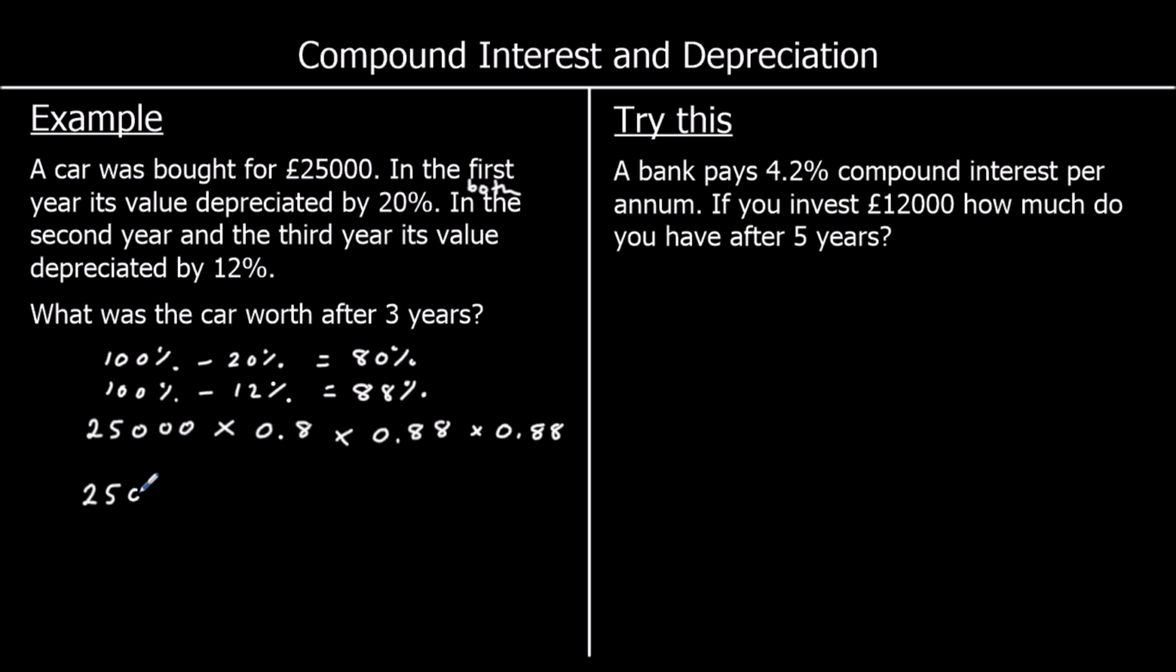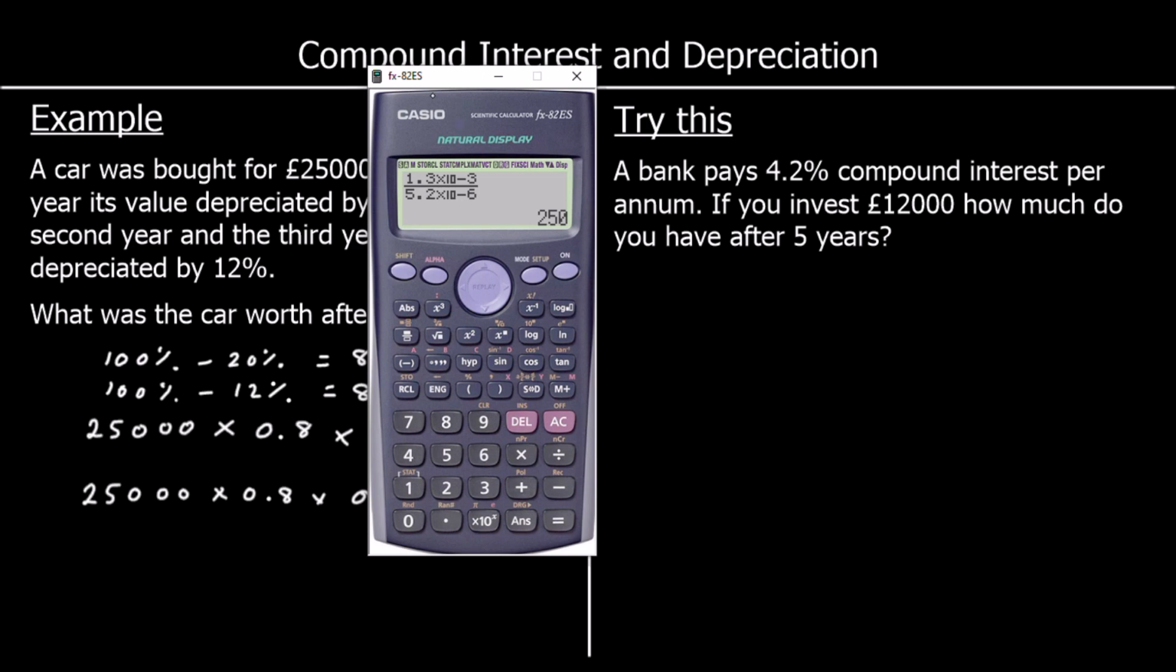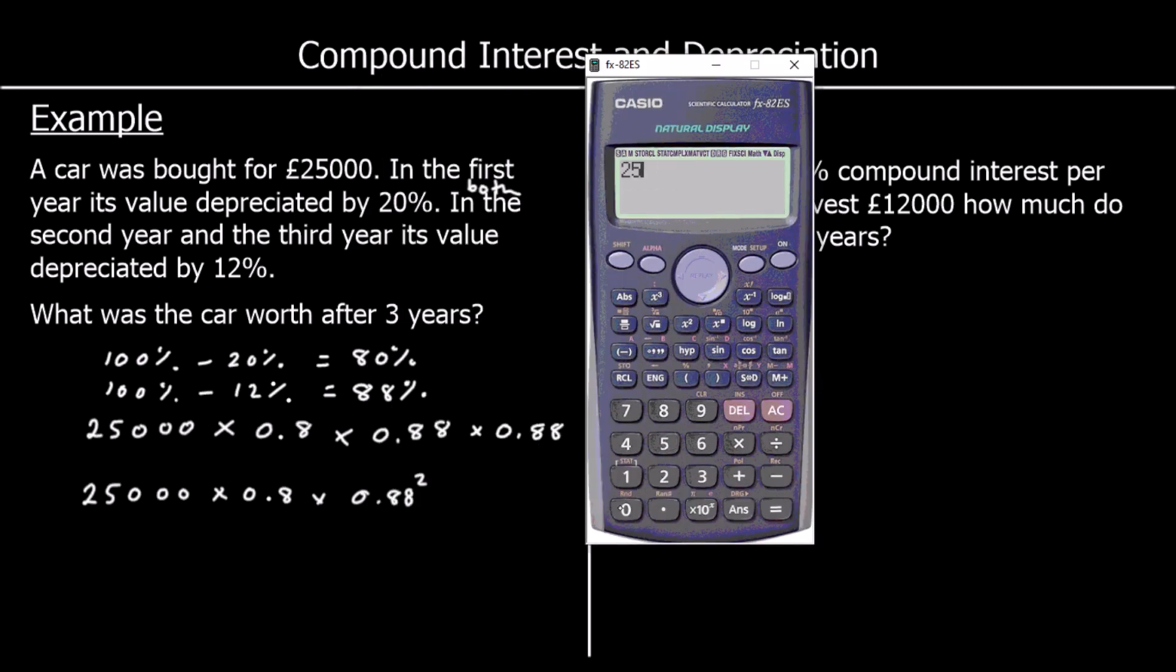And I could have written that as 0.88 squared. So I've got 25,000 times 0.8 to take off 20% for the first year, times 0.88 for the second year, and times 0.88 again for the third year. So if we type this into the calculator, we should get our answer. So we've got £15,488.